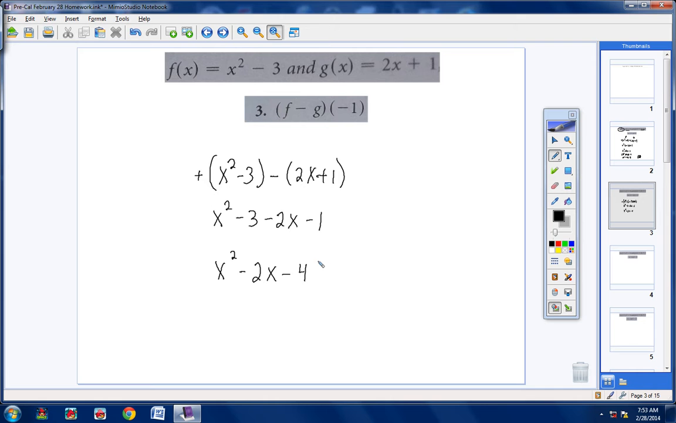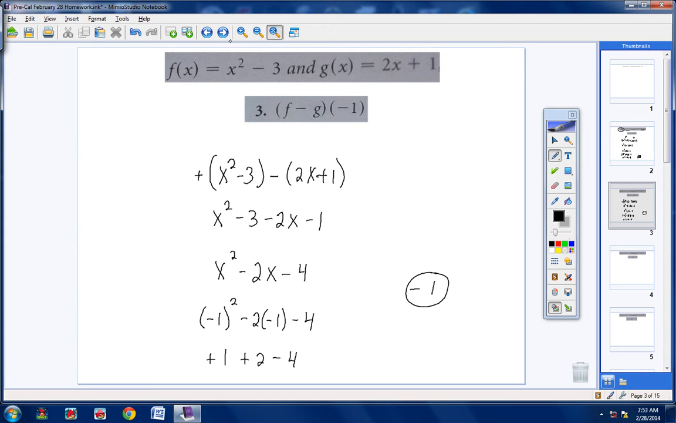And now that we've done that, let's go ahead and substitute negative 1. So we found f minus g, and now let's put a negative 1 in. Be careful, it is a negative 1. Be very careful with your parentheses. Make sure you do things exact, okay? So if you square a negative 1, you do get a positive 1. Negative 2 times negative 1 is a positive 2, and then bring down your negative 4. If you combine those three numbers, you will get a negative 1 for number 3.